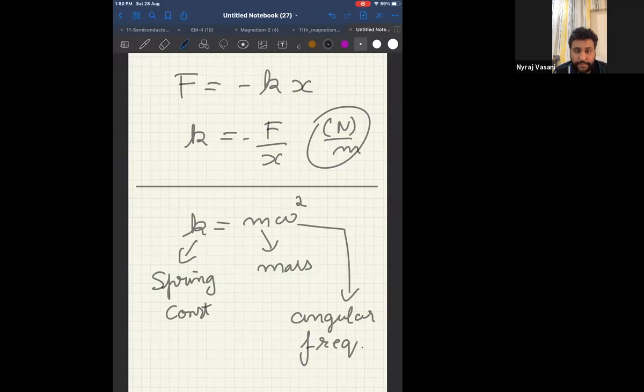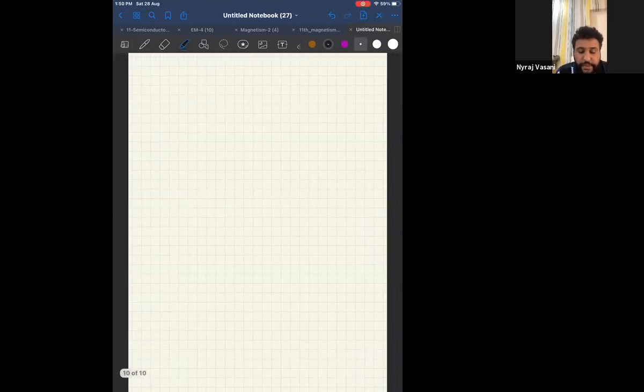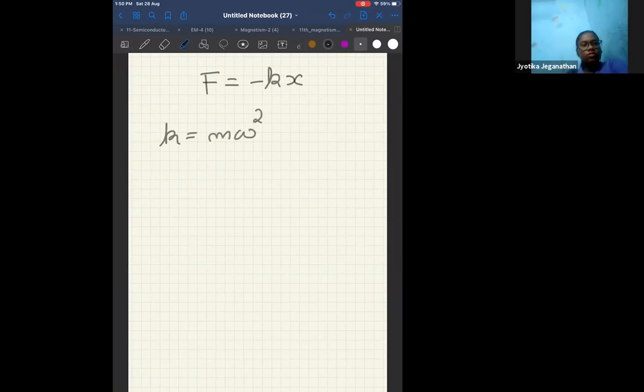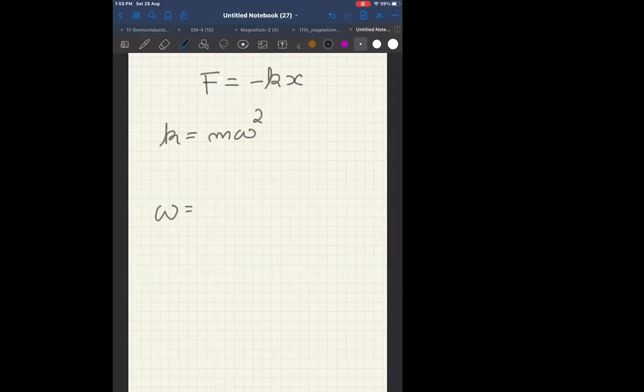Okay. Let me take one step back. The first formula that you studied today is restoring force, correct? Restoring force is F is equal to minus kx. Tell me the formula for k. M omega square. Does anyone know the formula for omega by now? Anyone?